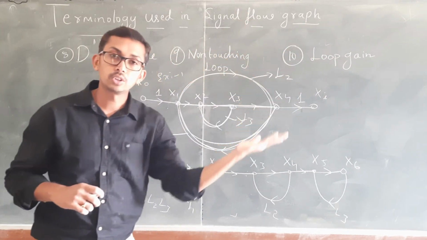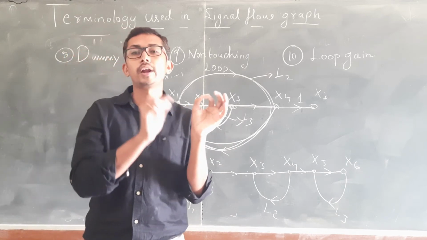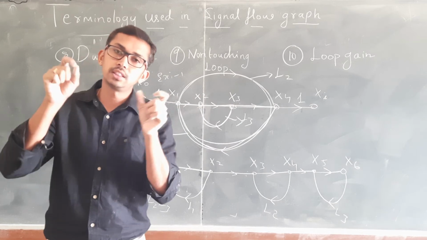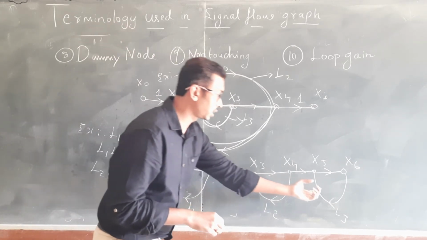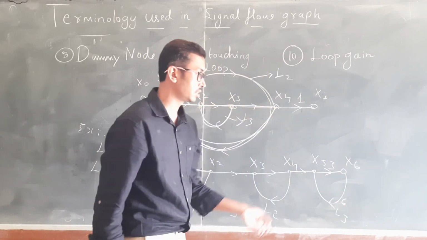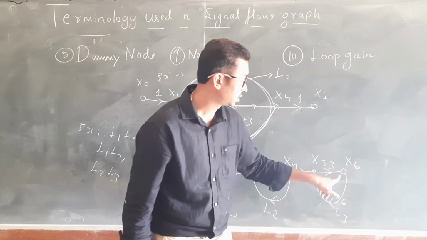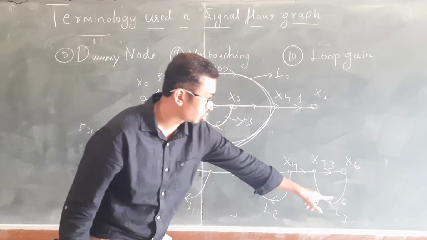Okay. Now what is the meaning of loop gain? It is similar to the path gain. So what is the path gain means? It is a product of all the branches in that path. In the same way, for example, let us consider, this is a 3 and this is a 6. That is x5 to x6 it is a 3 and then x6 to x5 it is called as 6.